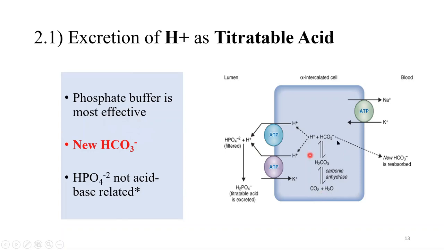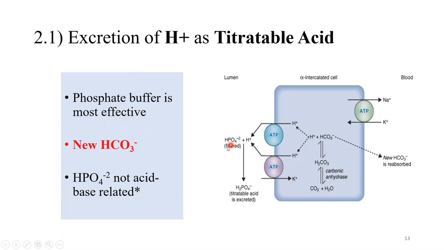You remember this whole thing, it's really the same reaction going on inside the alpha intercalated cell, which you know is part of DCT. It produces hydrogen, which is secreted not just by dedicated ATP hydrogen secretors, but also by the hydrogen potassium antiport mechanism, which I've mentioned in potassium homeostasis. The net result is secretion of hydrogen by this cell.